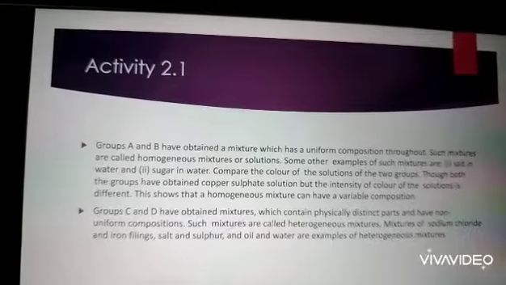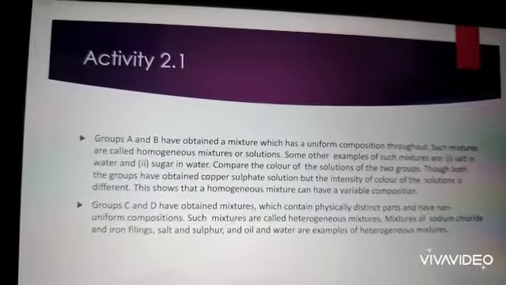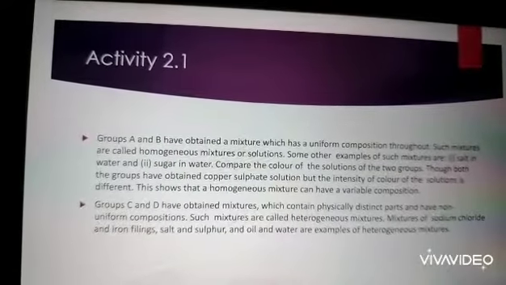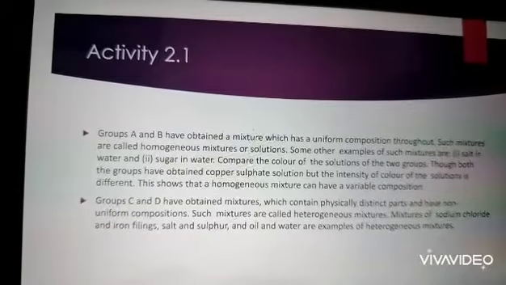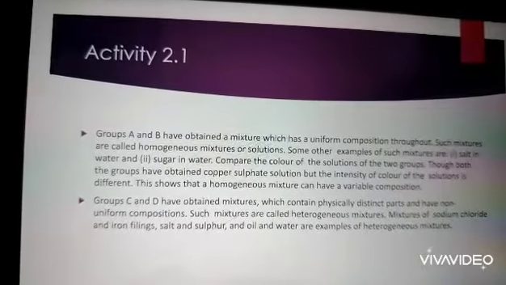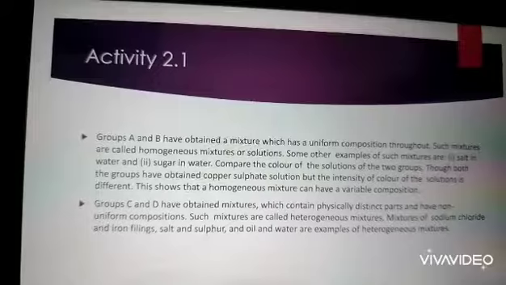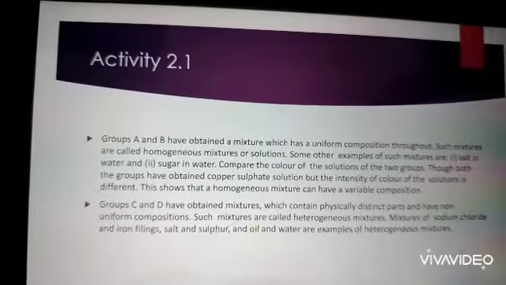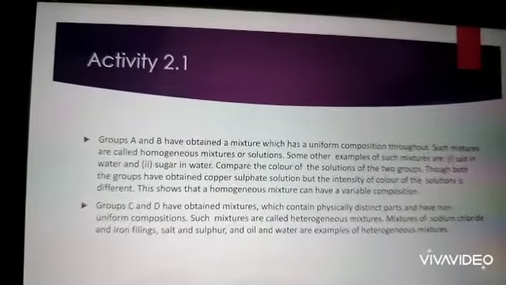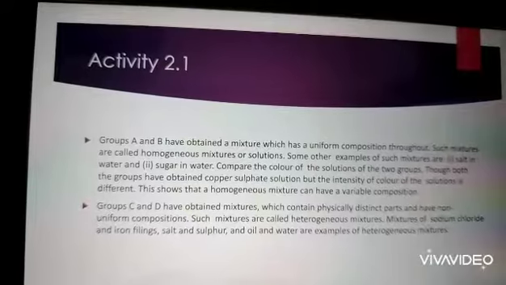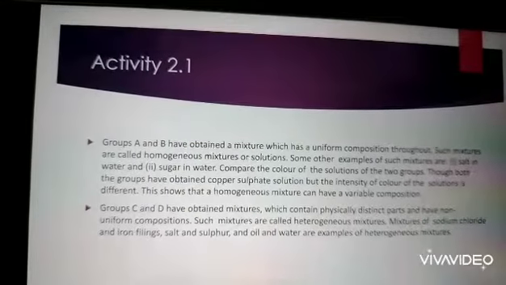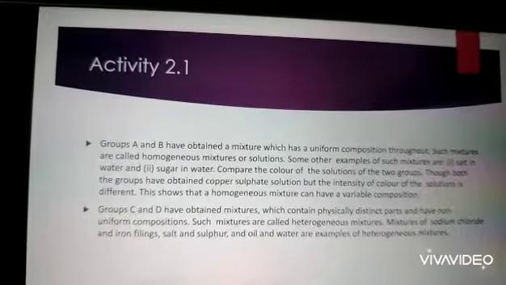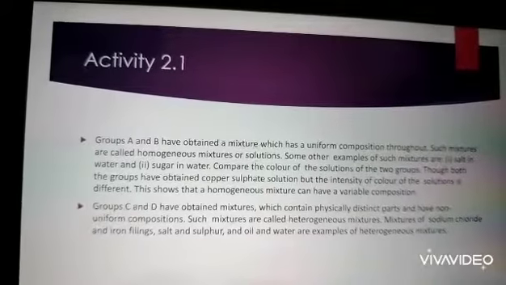For example, if Group C and D have taken 50 ml of water and they have added 4 to 5 spatula of copper sulfate, it will not mix properly and will make a saturated solution. So this is known as a heterogeneous mixture.